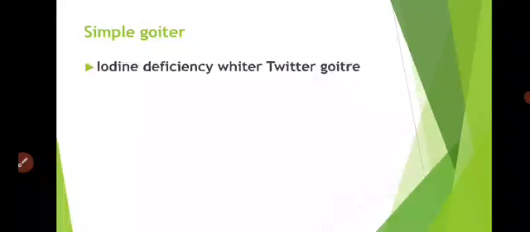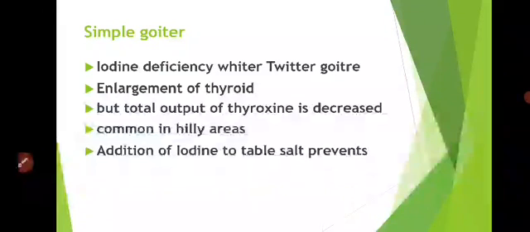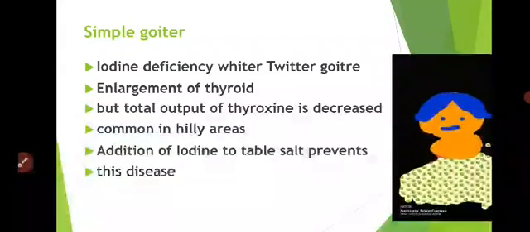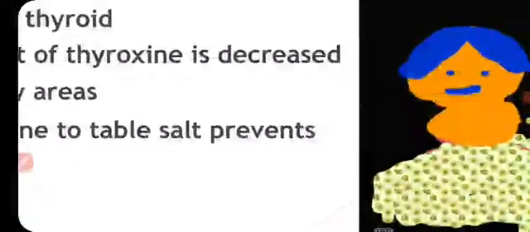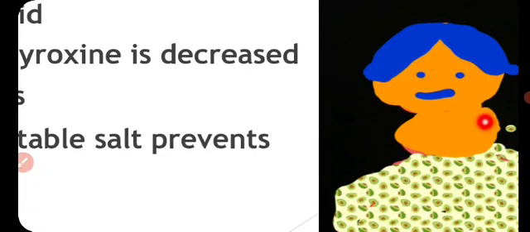The simple goiter is due to iodine deficiency. Goiter is the enlargement of the thyroid gland, but the total output of thyroxine is decreased, and it is common in hilly areas. The person who lives in a hilly area is commonly affected. Addition of iodine to tablets or salt prevents such simple goiter. So this is the simple goiter. Here the enlargement of the neck or the thyroid gland is called goiter.